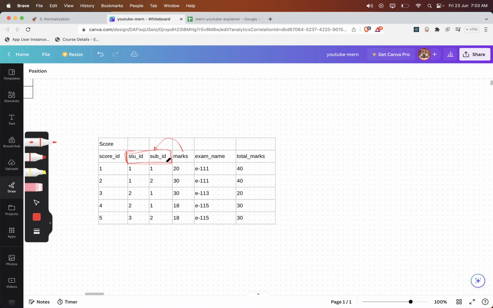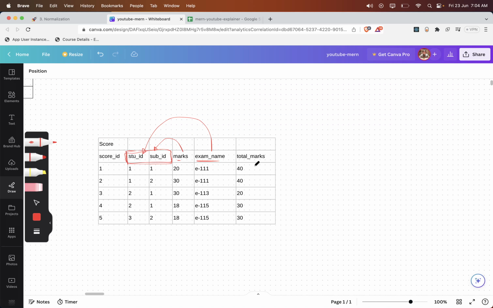How on the subject? Consider that for maths there is no practical, but for physics there is a practical, which means that student plus subject is related to the exam name. That's why the exam name is also fully dependent on the whole primary key. In this case, the whole primary key is nothing but the composite key.